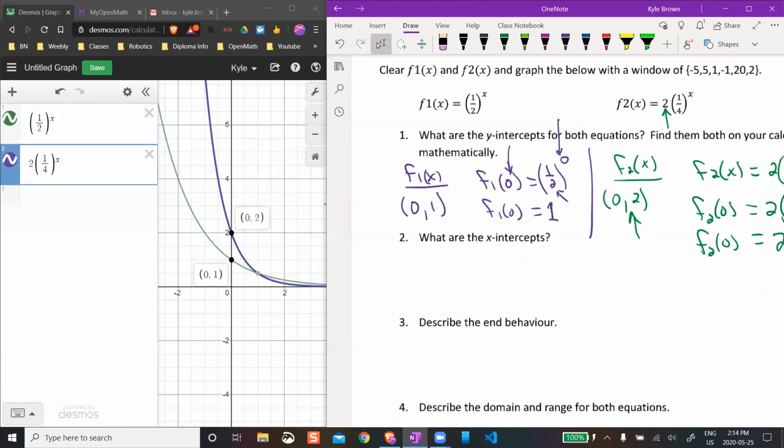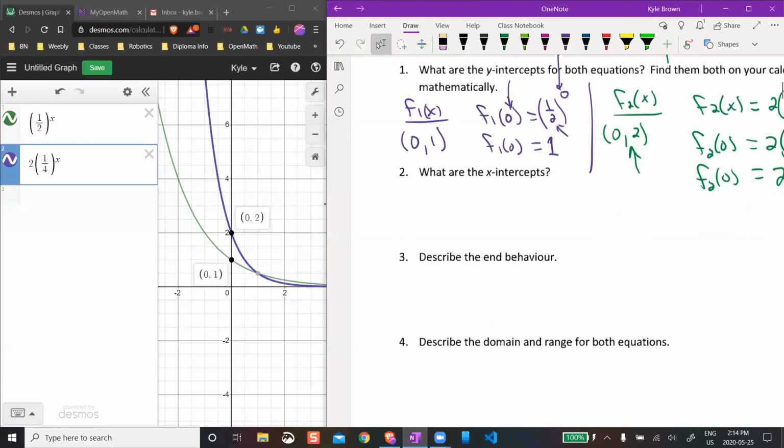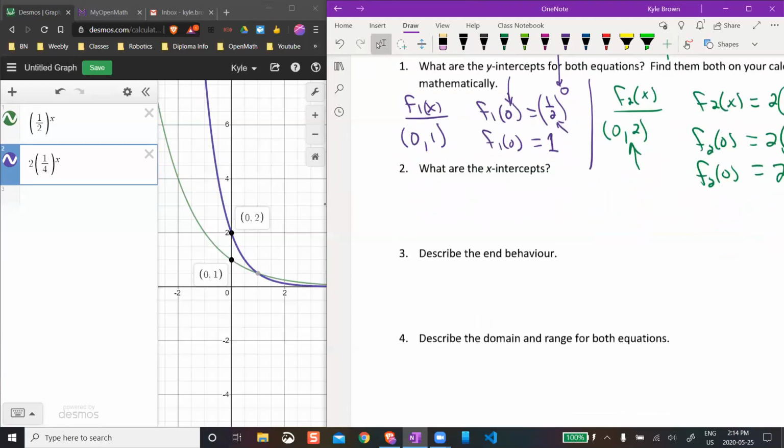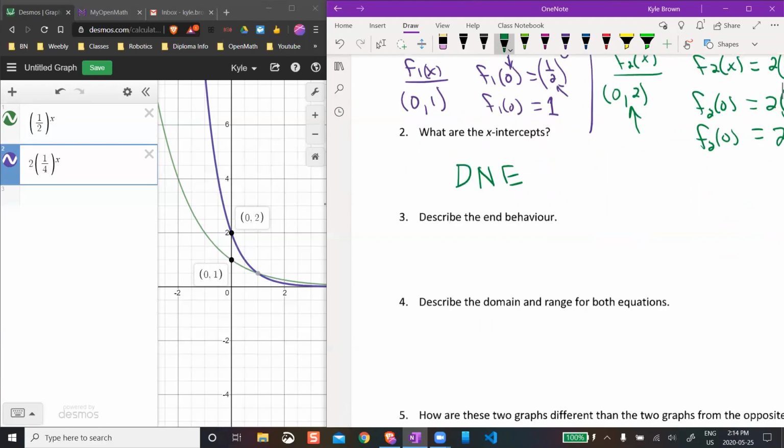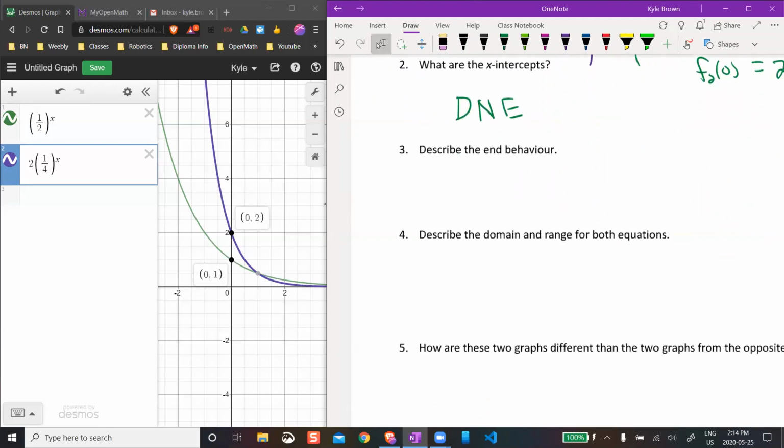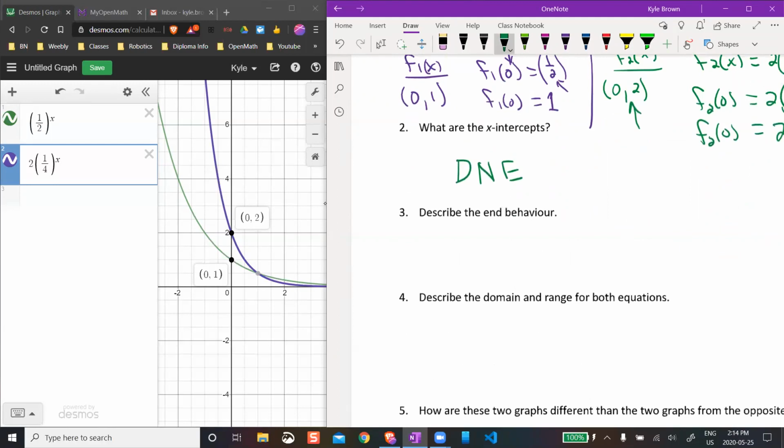Okay, so yes, there are my y-intercepts. Now it says, what are the x-intercepts? Again, they do not exist. And then 3, describe the end behavior. So then it's falling from left to right.